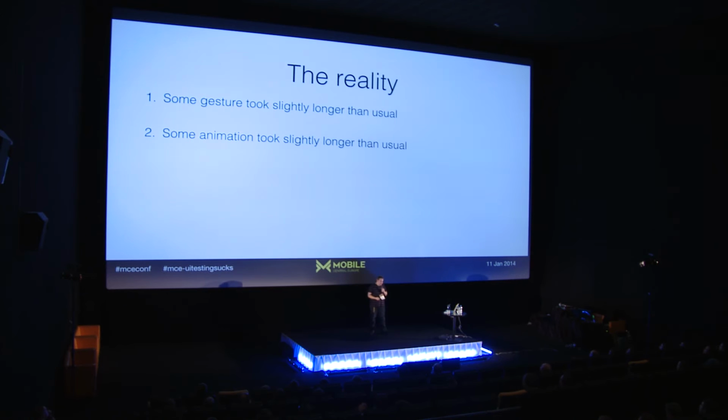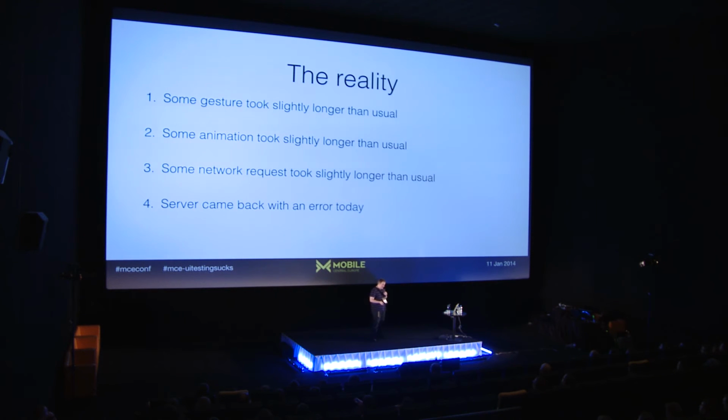Maybe an animation took slightly longer than usual, so somewhere deep in Core Animation decided to take longer today. Some network requests took slightly longer than usual, because unlike in John's talk where we're doing unit tests with mocks and local things, there can be strange things that happen on the network. Maybe the server came back with an error today, right? So it's not even our fault as iOS developers, but somebody else screwed up and so the build fails. Maybe the server is gone.